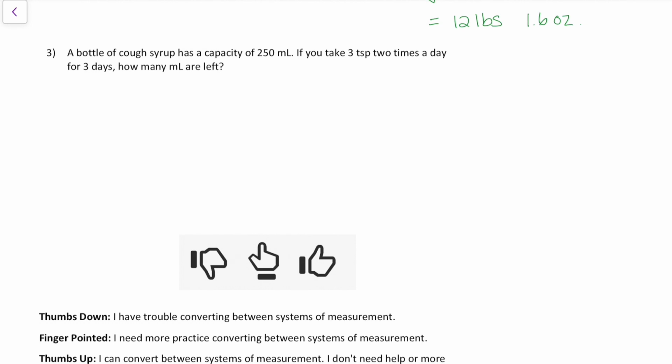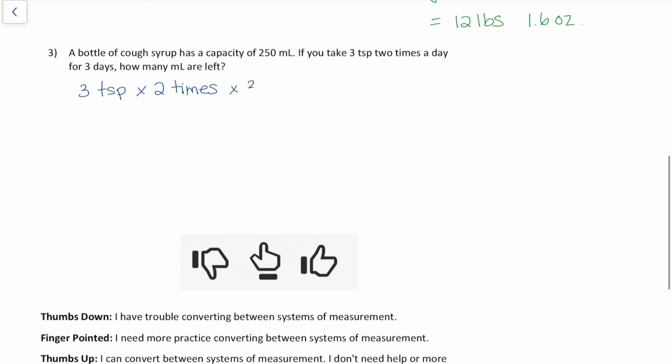In question number 3, a bottle of cough syrup has a capacity of 250 milliliters. If you take 3 teaspoons 2 times a day for 3 days, how many milliliters are left? So if I take 3 teaspoons 2 times a day for 3 days, how many teaspoons have I taken in total? So I'm going to do 3 times 2 times 3 and get 18 teaspoons taken. And I want to know how many milliliters are left.